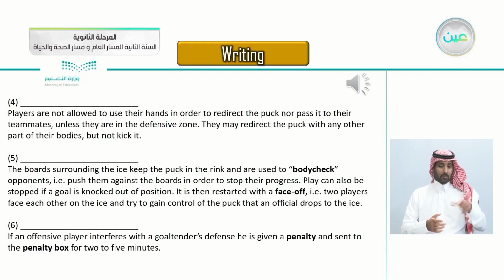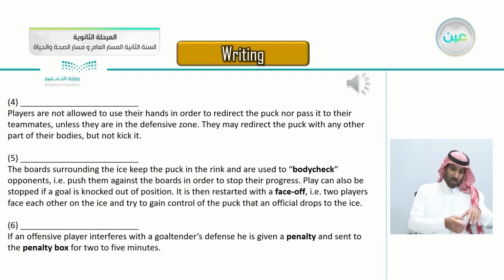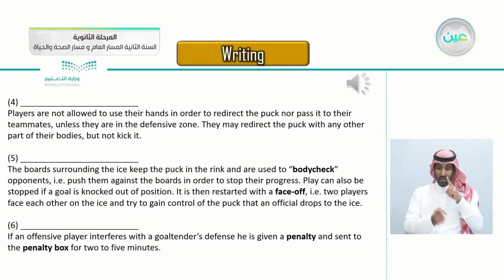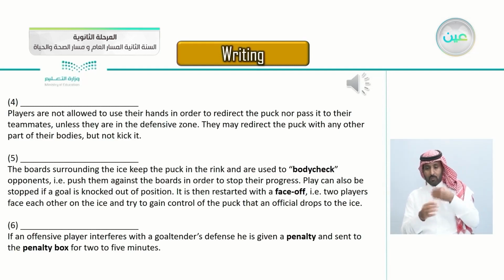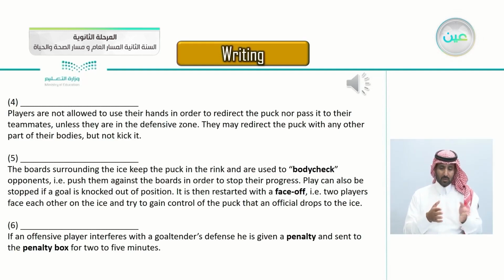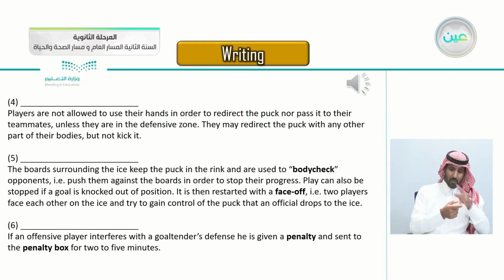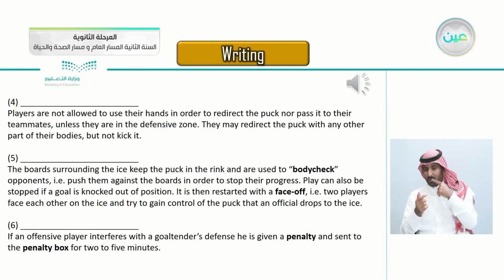Players are not allowed to use their hands in order to redirect the puck nor pass it to their teammates, unless they are in the defensive zone. They may redirect the puck with any other part of their bodies, but not kick it. The boards surrounding the ice keep the puck in the rink and are used to body check opponents, i.e. push them against the boards in order to stop their progress. Play can also be stopped if a goal is knocked out of position. It is then restarted with a face-off, i.e. 2 players face each other on the ice and try to gain control of the puck that an official drops to the ice. If an offensive player interferes with a goaltender's defense, he is given a penalty and sent to the penalty box for 2 to 5 minutes.